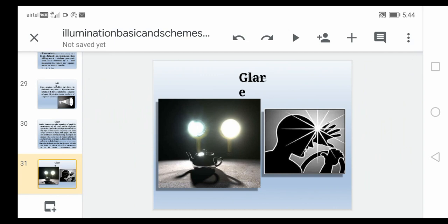You see here, especially when driving, there are two lamps. At that particular time we cannot see clearly. That phenomenon we call a glare. Here also, whenever we are driving.